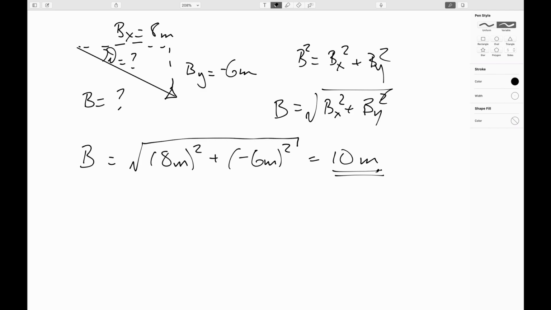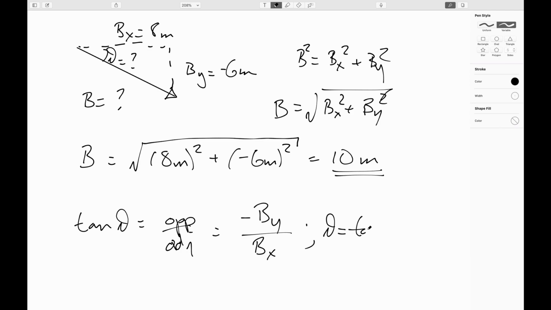Now here, since I have the components, I have the opposite and the adjacent. So that's going to mean that there's going to be a tangent coming up. So tangent of theta would be the opposite over the adjacent. So here the opposite, since by is negative, I'm going to stick in by hand a minus by, just to turn that into a +6 later when I put it in, over bx.